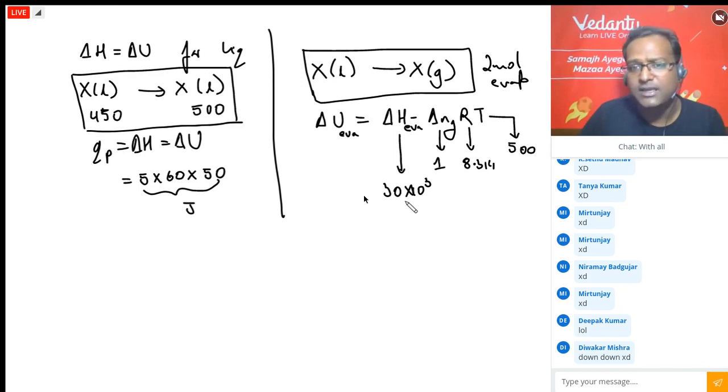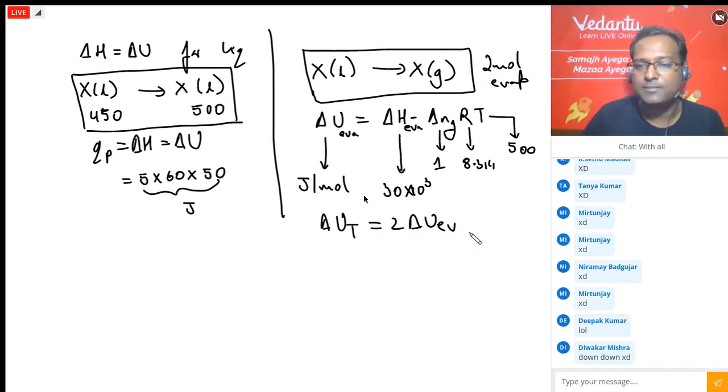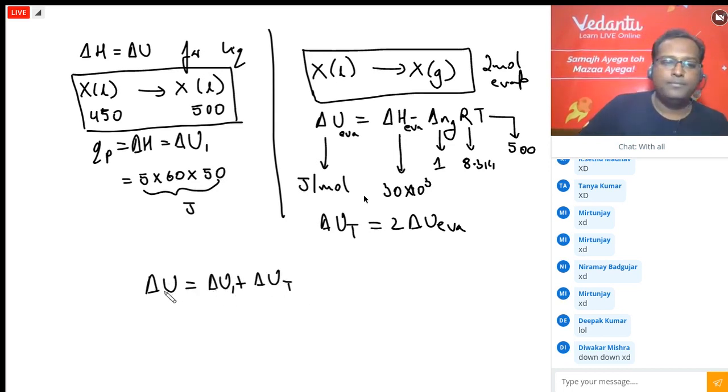Is this the answer? No, because this is per mole. You will get it as joule per mole. You need it for 2 mole evaporation. So delta U will be 2 times delta U evaporation. The final answer will be what? Let's call this delta U1. The final answer would be delta U1 plus delta U2. Is it understood?